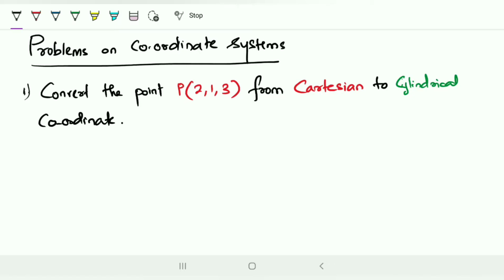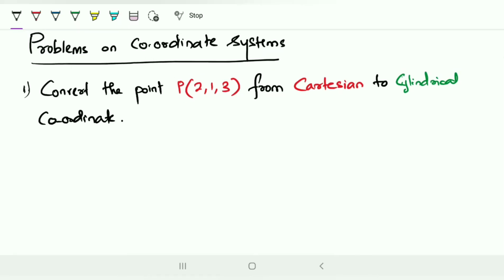Okay, we'll go for the first problem. Convert the point P(2, 1, 3) from Cartesian to cylindrical coordinate. So they are asking you to convert one specific point which is there in the Cartesian system to a cylindrical coordinate system. So that's a very easy problem.